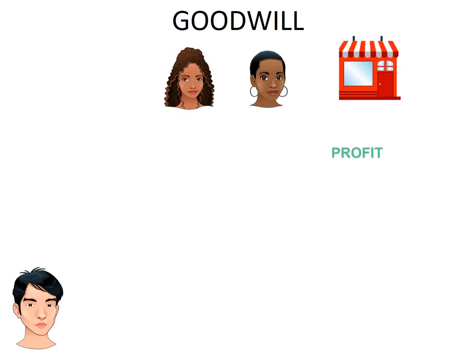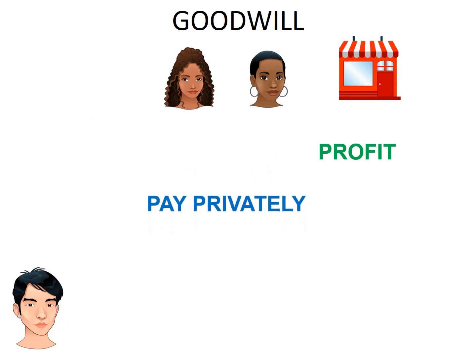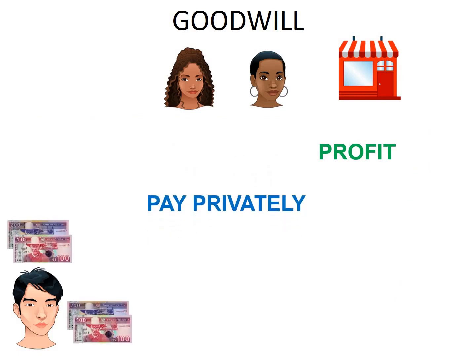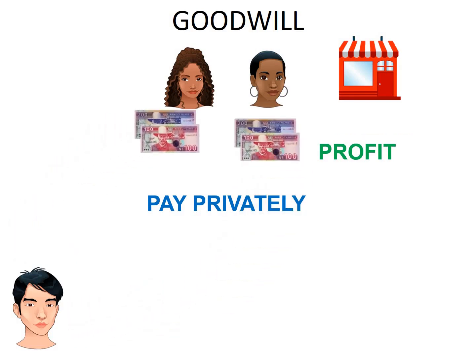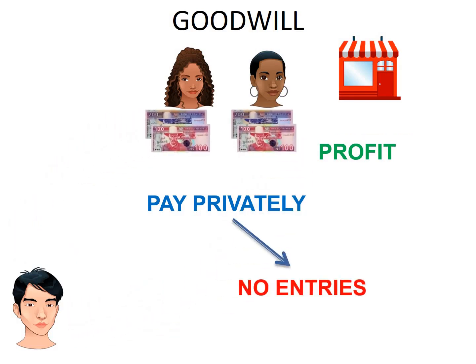So Daisy and Anna told Chris, if you want to share in the high profits, we'll give you 3 options. The first option is to pay us privately. So Chris will pay them privately, and therefore no entries will need to be recorded in the books.